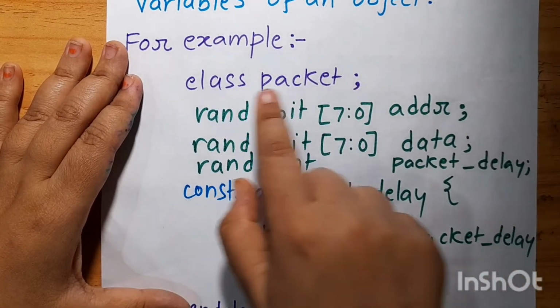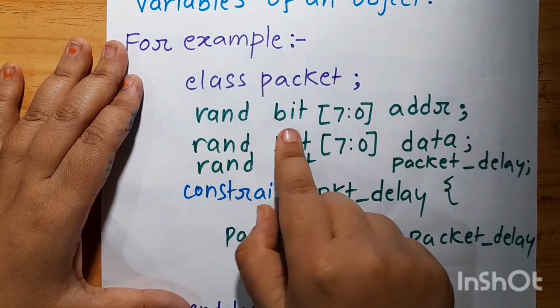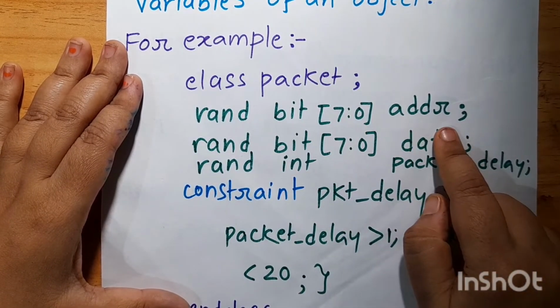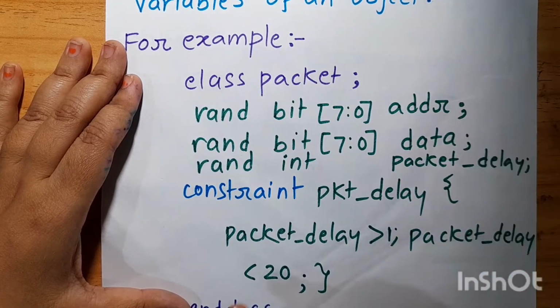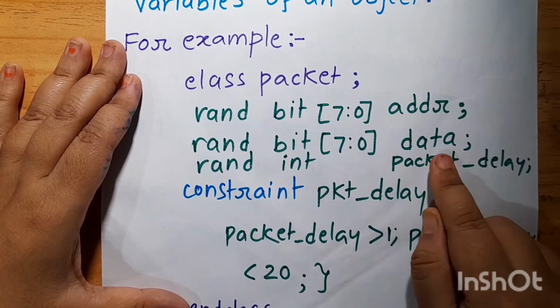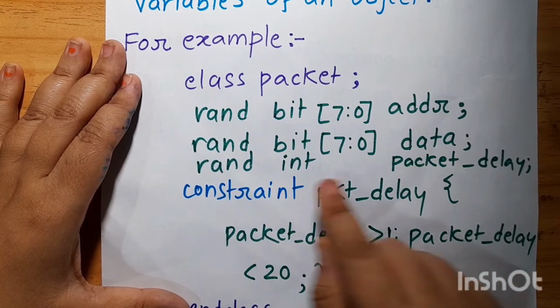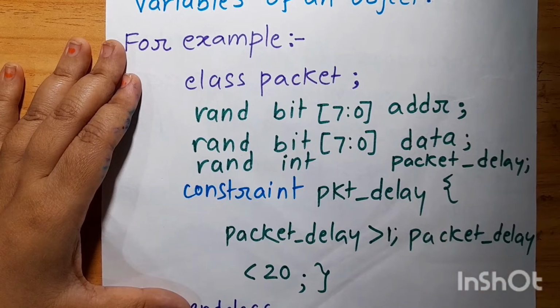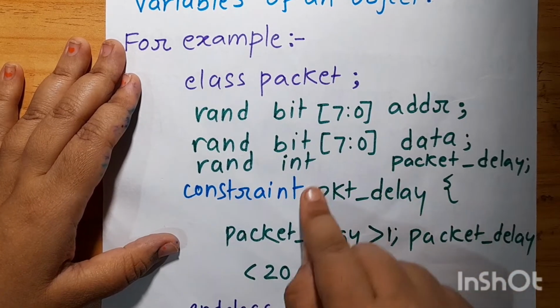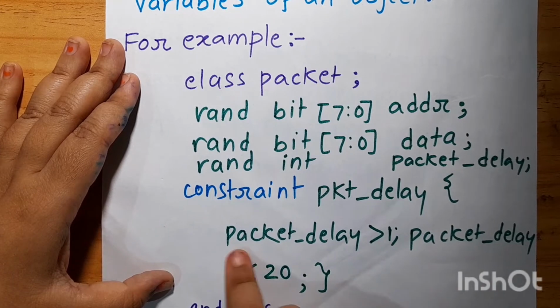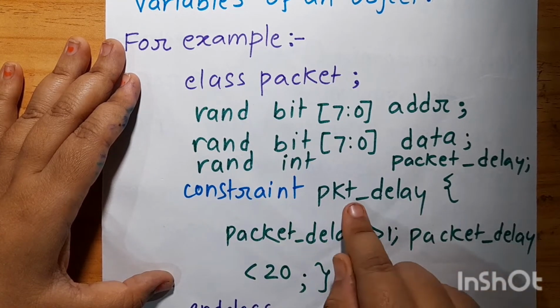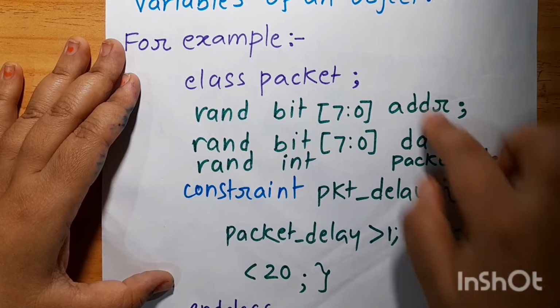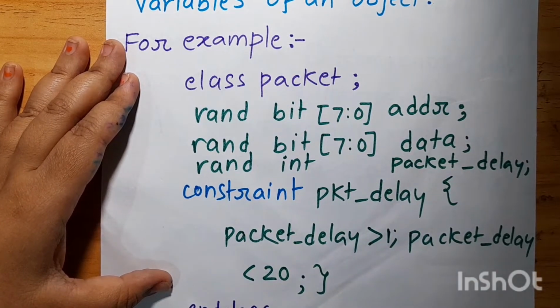The class packet; rand bit [7:0] addr, that is address; rand bit [7:0] data; rand integer packet_delay; constraint pkt_delay: packet_delay greater than 1; packet_delay less than 20. The constraint I have put is for packet delay. The constraint name is pkt_delay, and here is the endclass. So this is the class definition.